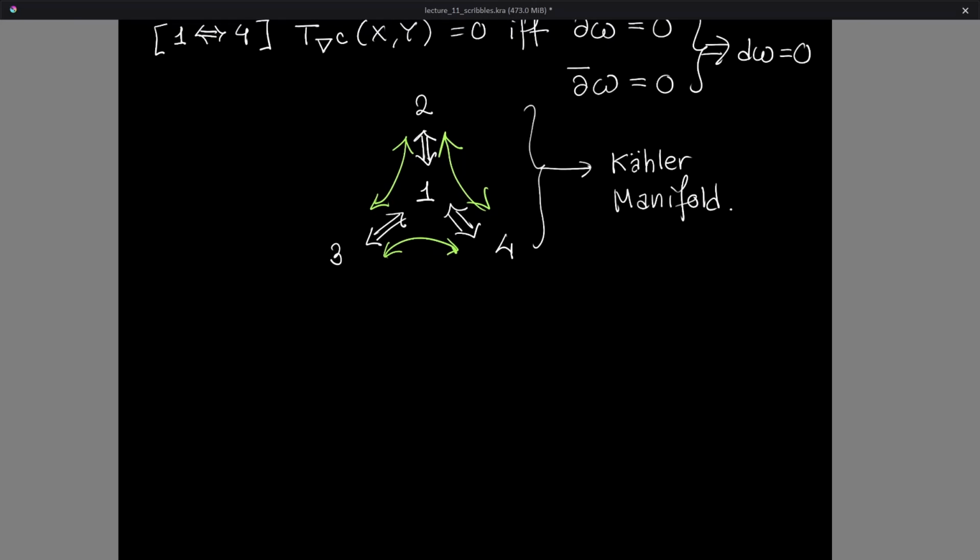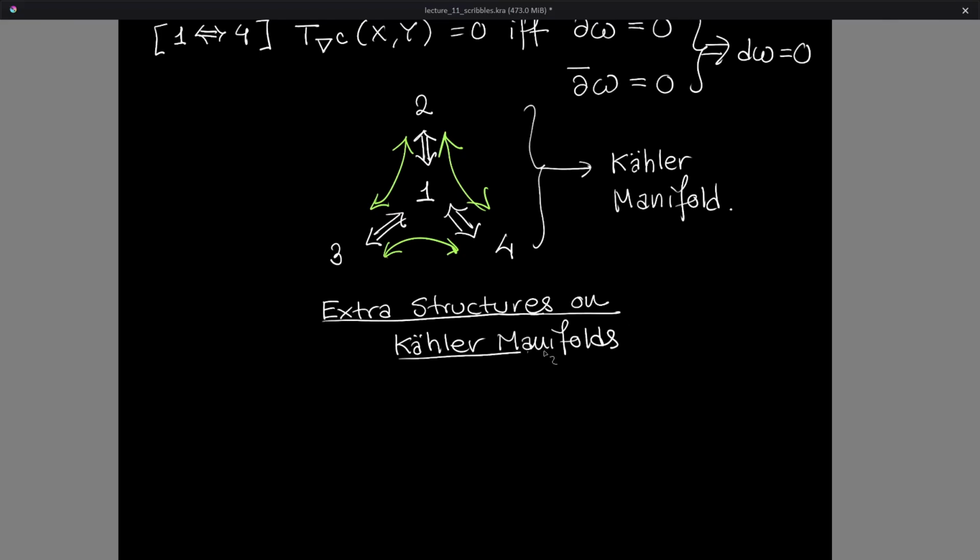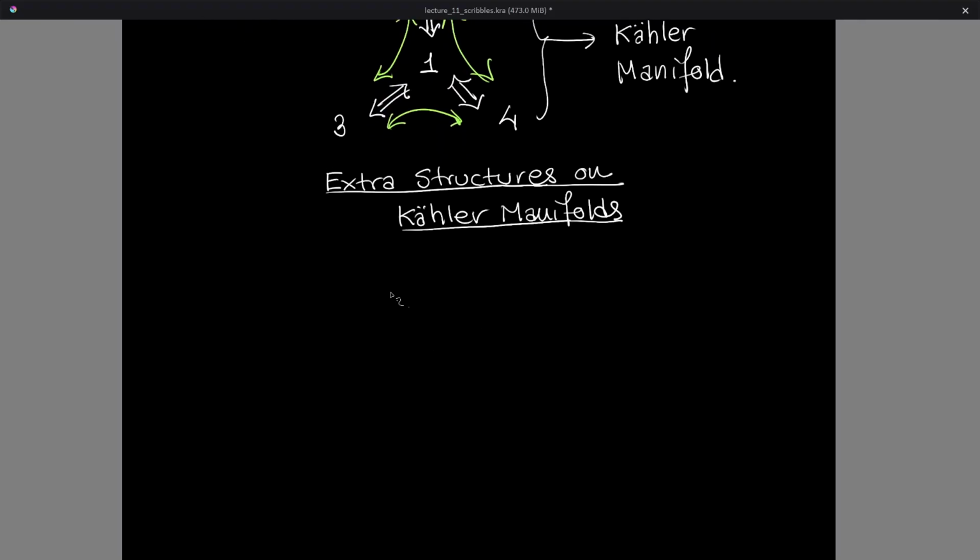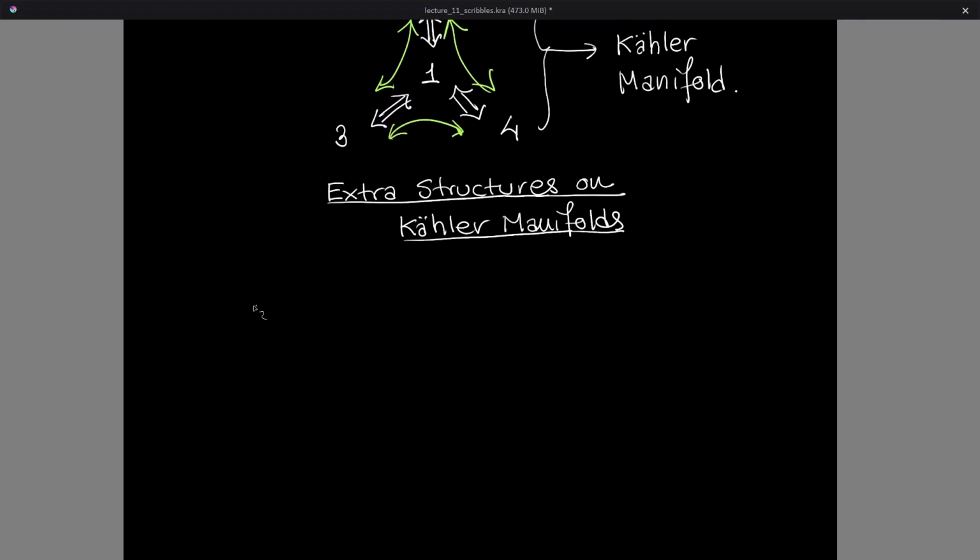So now that we're done defining the Kähler manifold in as many ways as possible, we are now going to look at some of the extra structures that emerge on Kähler manifolds. Extra structures on Kähler manifolds. We're going to primarily focus on 3 different structures. We're going to look at the emergence of something called the Kähler potential, which is a function on the manifold.